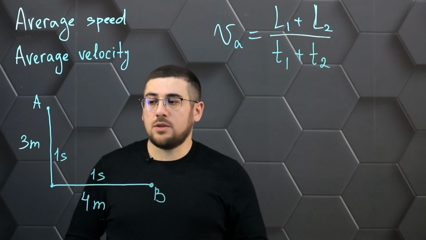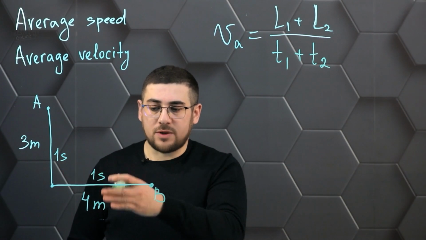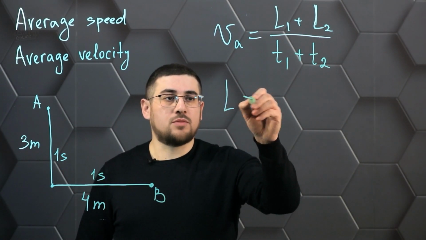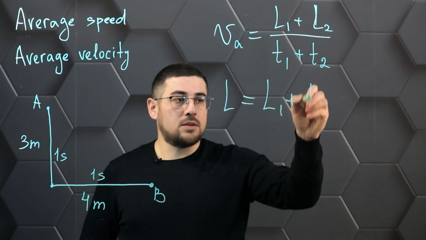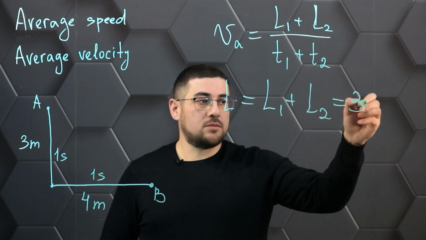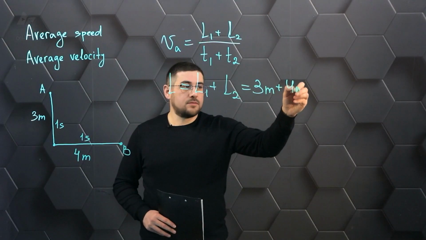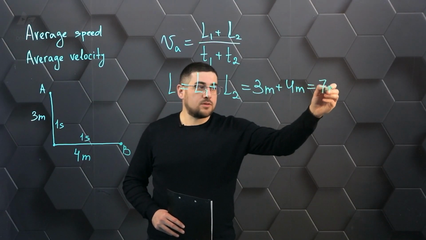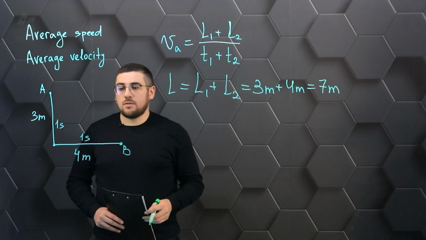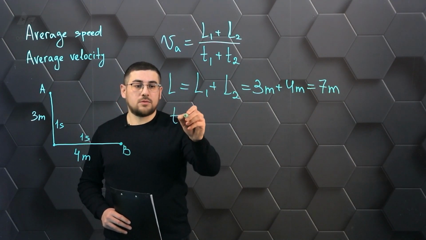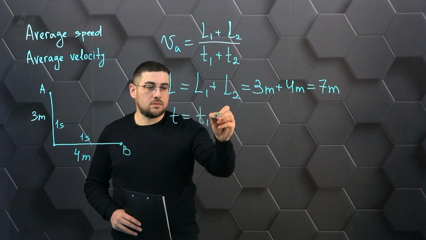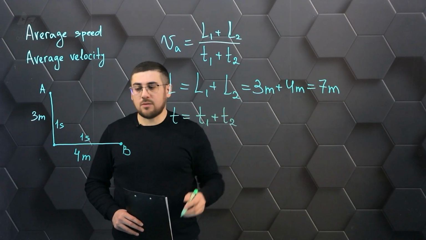To do this, we find the total path. Adding up the two parts of the given path, the first part is, recall, 3 meters. The second part is 4 meters. Then the total path is 7 meters. The total travel time, which we define as the sum of these two times, is 2 seconds.